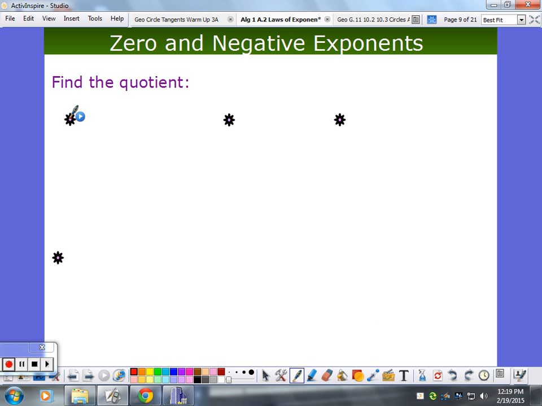Okay, now negative exponents. This is a case where our rule says subtract, right? 2 minus 4. Now let's think of what this is though. That's 2 times 2 over 2 times 2 times 2 times 2. You agree? Slash those guys out. What are you getting? 1 over 2 squared.